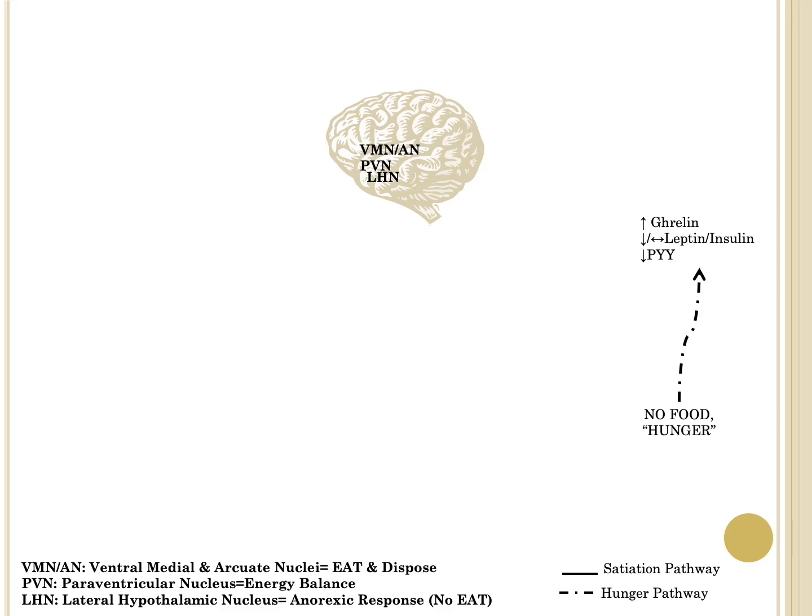As we start getting the signals of I need fuel sources or I'm hungry, ghrelin starts to increase, and leptin and insulin start to decrease depending upon levels of sensitivity. People who have metabolic syndrome will not see much of a change in leptin or insulin. We will start seeing a reduction of the pancreatic peptide Y, or PYY. These are going to head to the ventral medial and arcuate nuclei and the paraventricular nuclei to stimulate the release of neuropeptide Y.